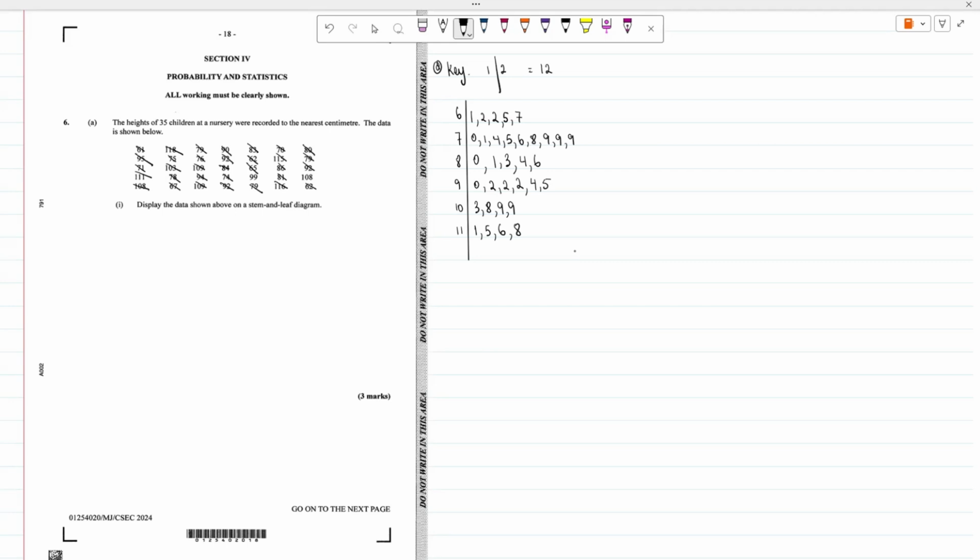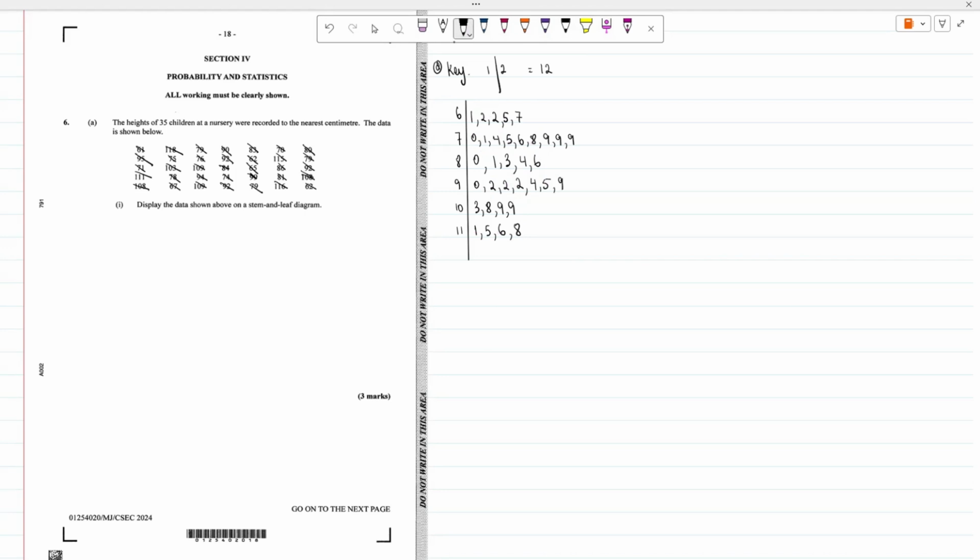All right, double check. 35 children at the nursery. Check and see if you have 35 numbers here. Let me check. 1, 2, 3, 4, 5, 6, 7, 8, 9, 10, 11, 12, 13, 14, 15, 16, 17, 18, 19, 20, 21, 22, 23, 24, 25, 26, 27, 28, 29, 30, 31, 32, 33. Jesus Lord. I'm missing 2 numbers. All right, I see the 2 numbers I'm missing. See how important it is? I'm missing a 99.